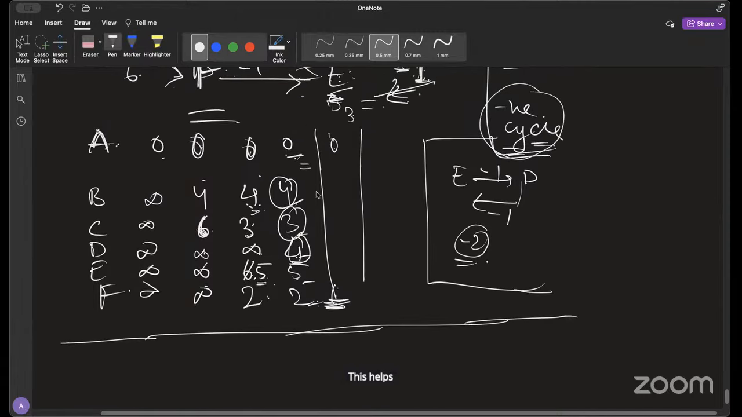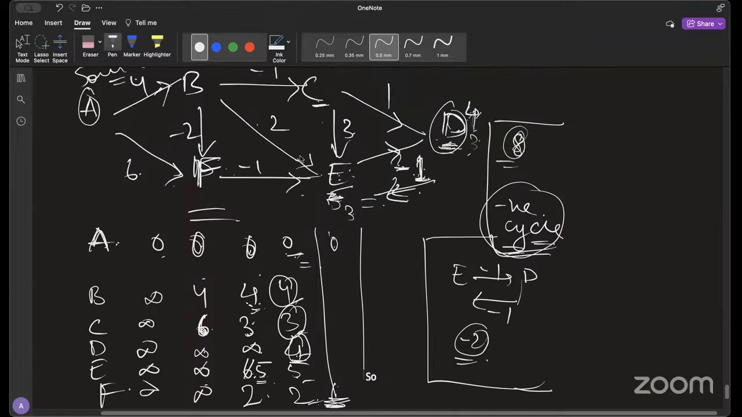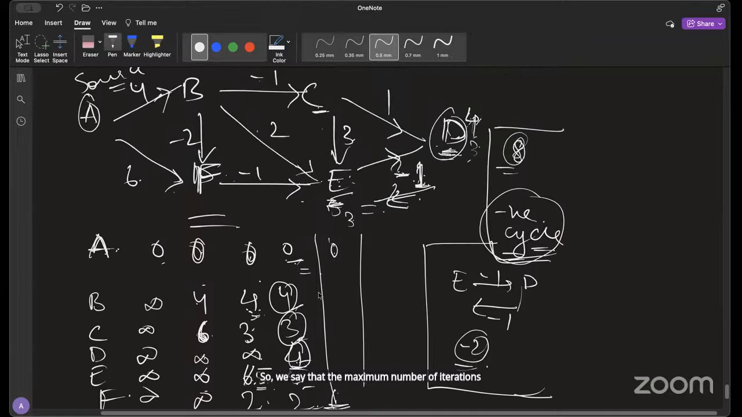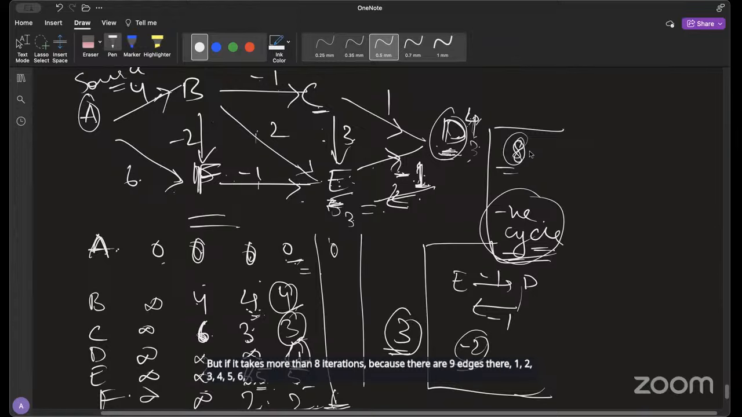This helps you detect cycles if after a certain stage. So we say that the maximum number of iterations, this we were able to do in 3 iterations, right? We only did 3 iterations. But if it takes more than 8 iterations, because there are 9 edges here, 1, 2, 3, 4, 5, 6, 7, 8, 9. 9 minus 1 is 8.